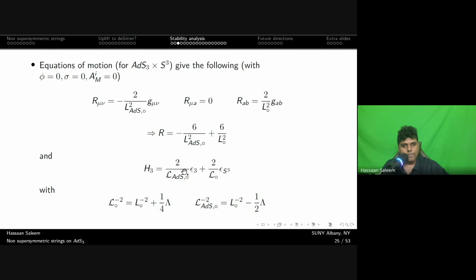Now, the background H field is defined like this. This part lives on the AdS3 component, and this part lives on the S3 component. Now, what are these curly L's? Well, these curly L's are not arbitrary. You can use equations of motion to write these down in terms of the one loop corrected sphere radius and the one loop correction to the potential. And you can get this expression for curly L_O and this expression for curly L_AdS. So these curly L's are not arbitrary. They are written in terms of L and lambda.